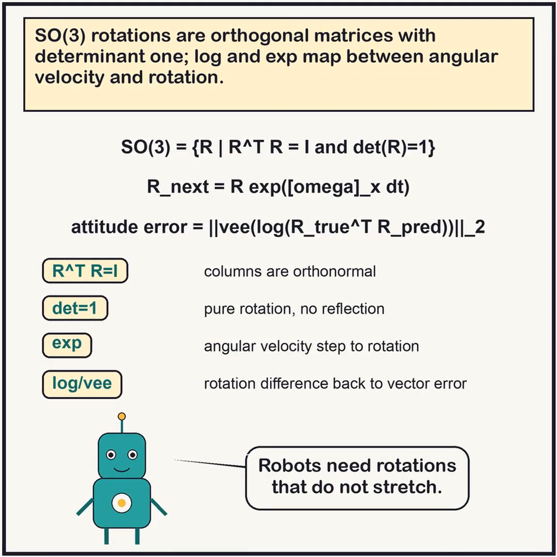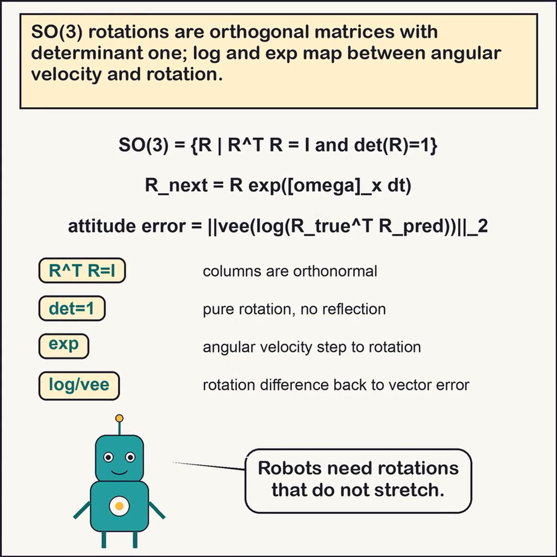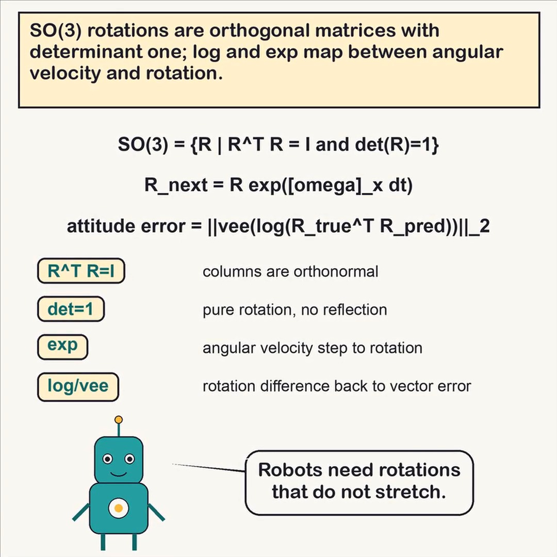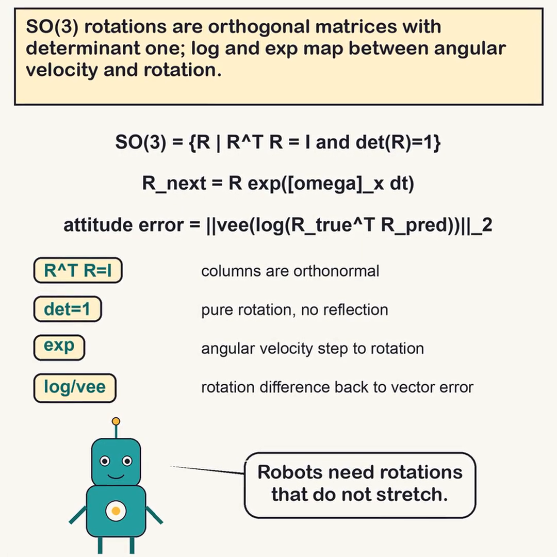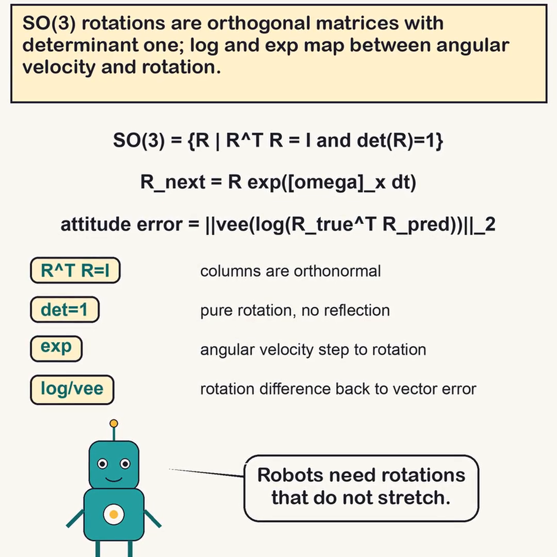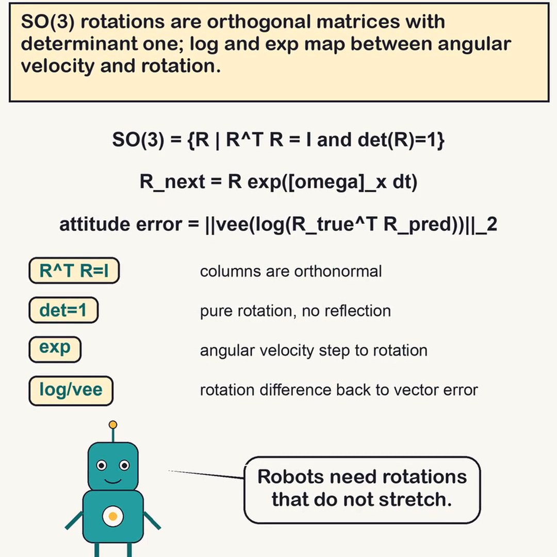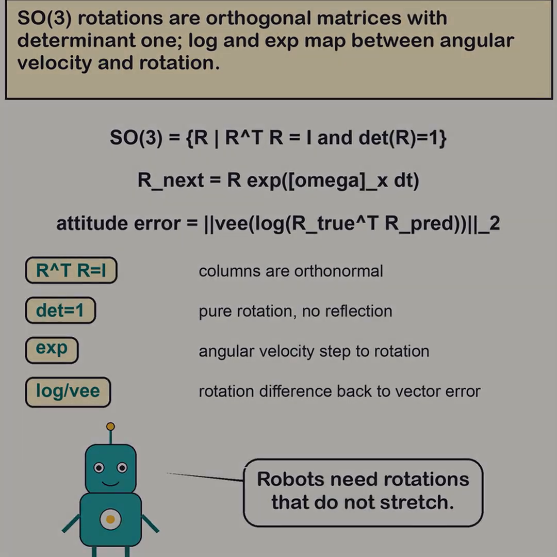SO3 is the set of valid three-dimensional rotations. The exponential map turns angular velocity into a rotation update, and the logarithm turns a rotation error back into a vector whose norm can be measured. Real-world analogy. SO3 is like a drone's attitude controller. It tracks valid turns without accidentally reflecting the aircraft through a mirror.